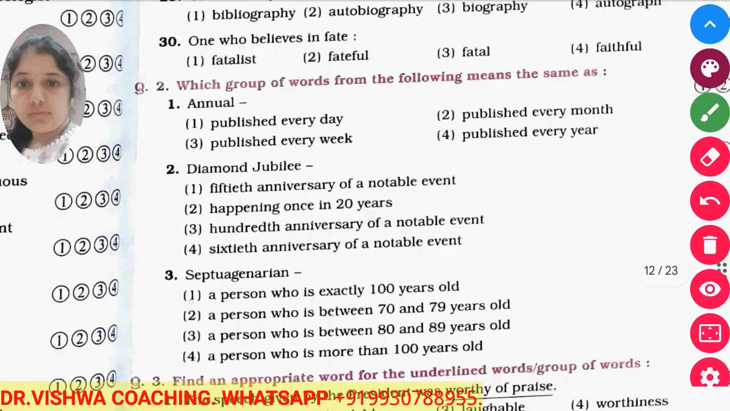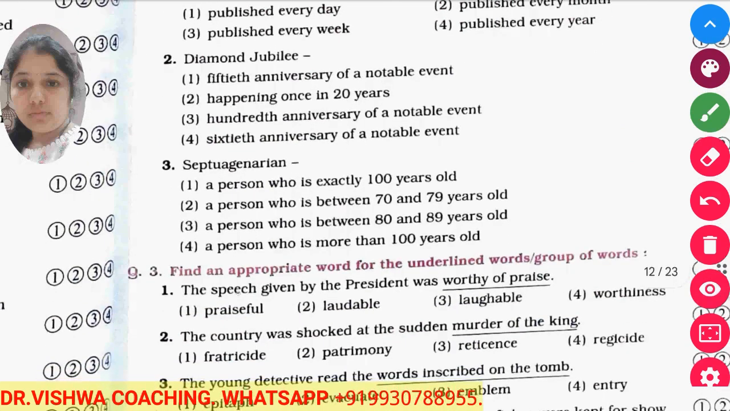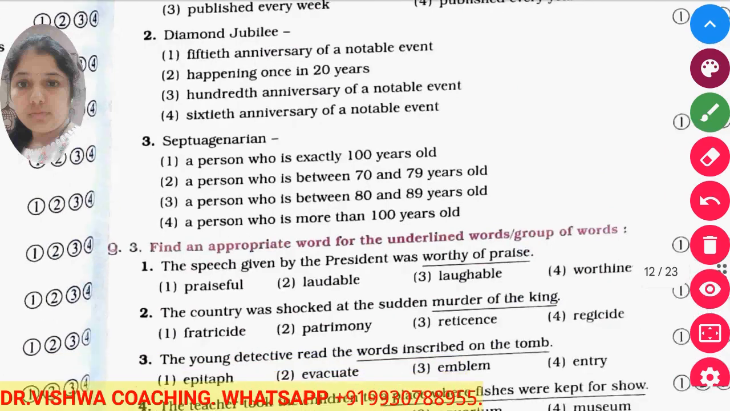Now the next one is Diamond Jubilee. Now see what is meant by Diamond Jubilee. Diamond Jubilee means the 60th anniversary of a notable event. Diamond Jubilee means the 60th anniversary. Now the next one you try at home.